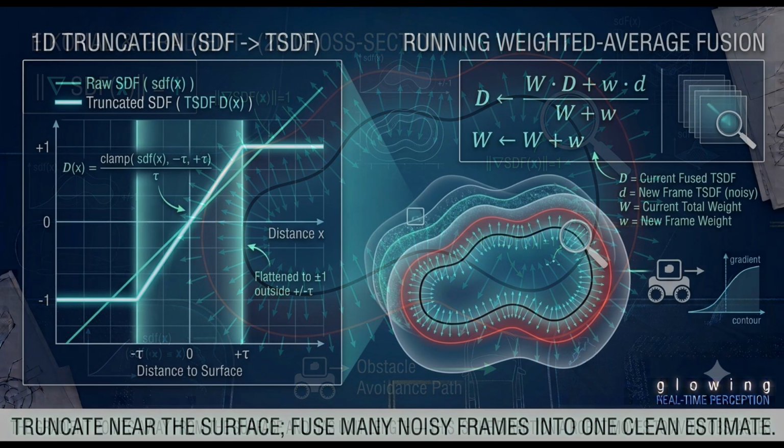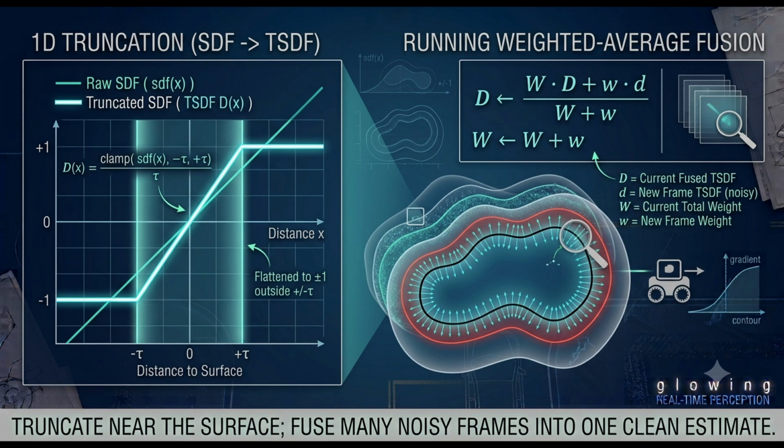In practice, we don't store the raw SDF everywhere. We use the truncated signed distance field, the TSDF, which is the heart of real-time 3D reconstruction systems like KinectFusion. 2 changes. First, we truncate. We only care about distance up to a small band around the surface and clamp everything beyond that, because who cares about the exact distance to a wall from 3 rooms away?